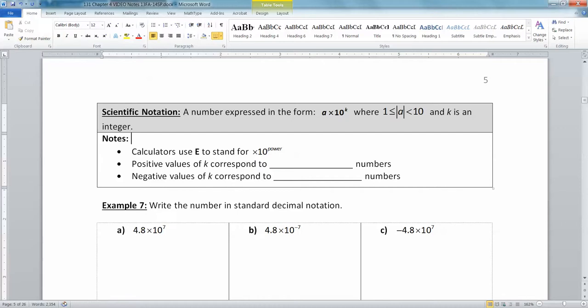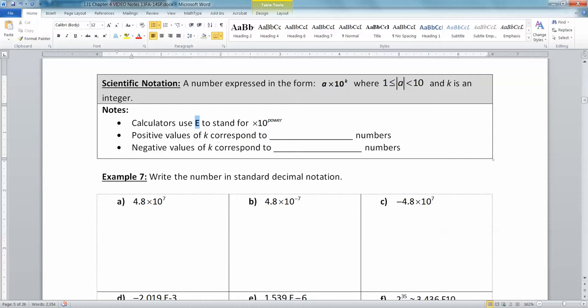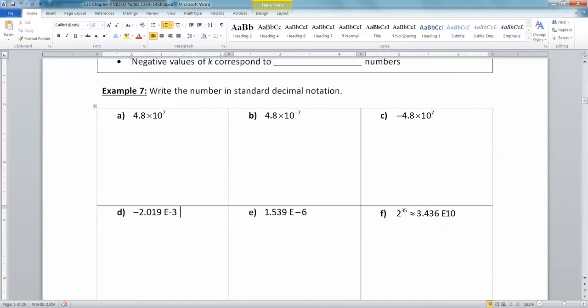All right, so calculators use a block letter E to stand for times 10 to the power. So it's above your 7 button. We'll talk about that a little bit more later. But suffice to say that the old school notation, before calculators were invented, is a little x 10 to the power, like these three right here. So that's the old school notation. And the new school notation with calculators is like a block capital letter E.